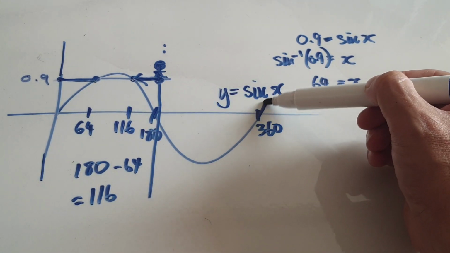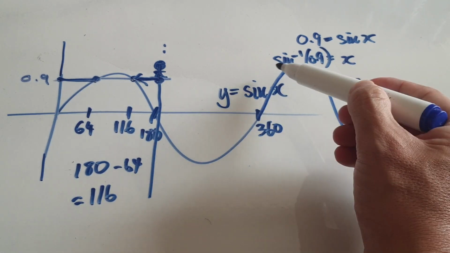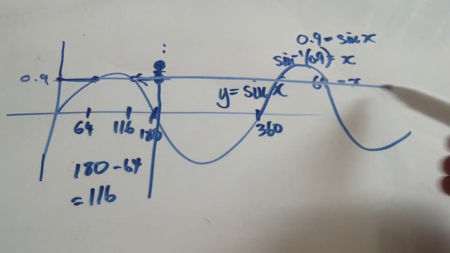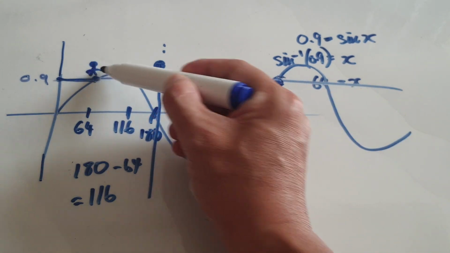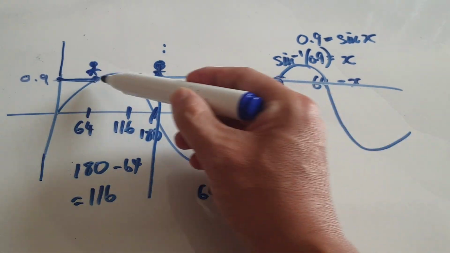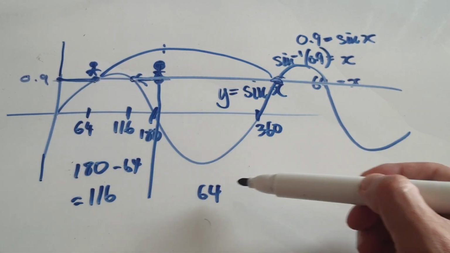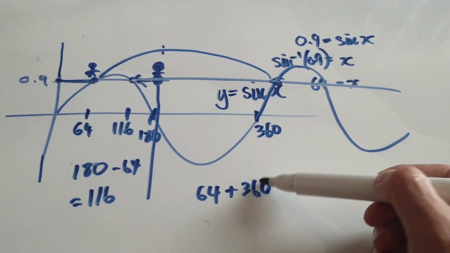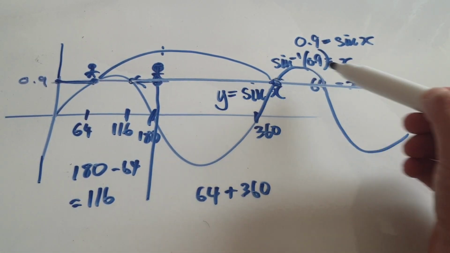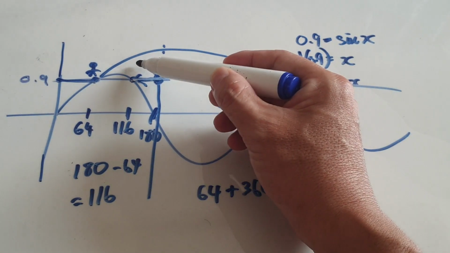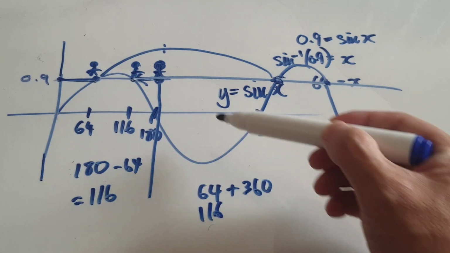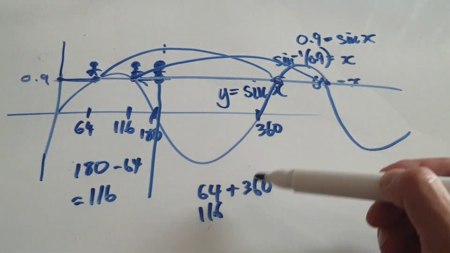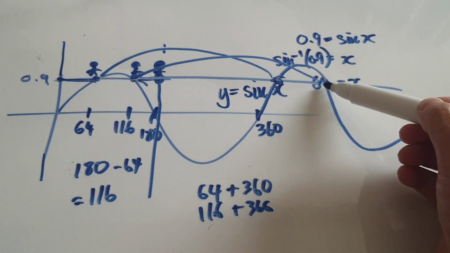And then the sine graph looks like this. If you want to find this point, you imagine you're standing here, which is at 64, and then you jump 360. So you add 360, and that will take you to here. If you want to find this point, imagine you're standing here at 116, and then you jump 360. You add 360, and that will give you this point.